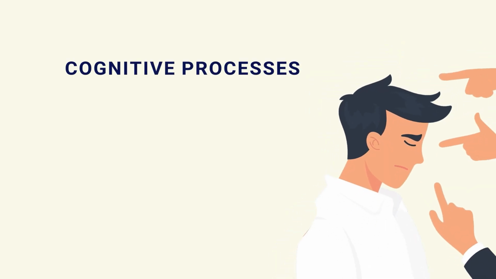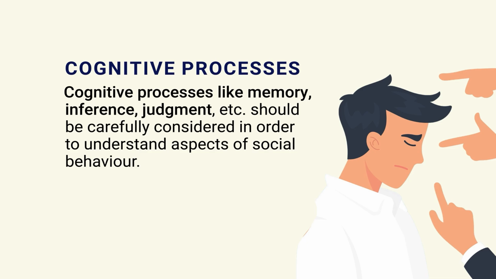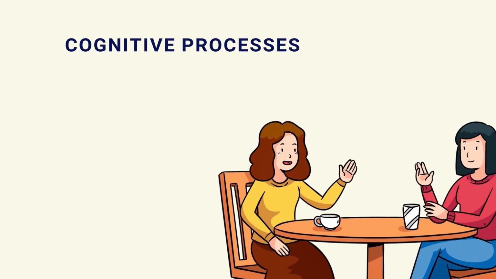Second, coming to the second category, this is cognitive processes. Here, dear learners, what is important to note is that cognitive processes like memory, inference, judgment, decision making, etc., all of these should be carefully considered in order to understand aspects of social behavior. When we say this, what do we mean?